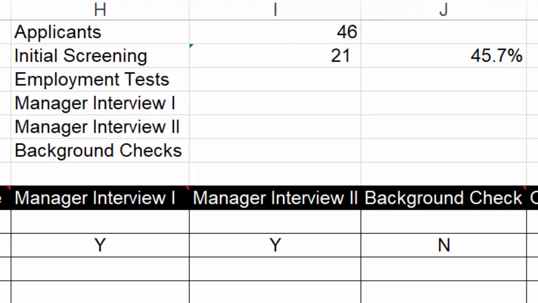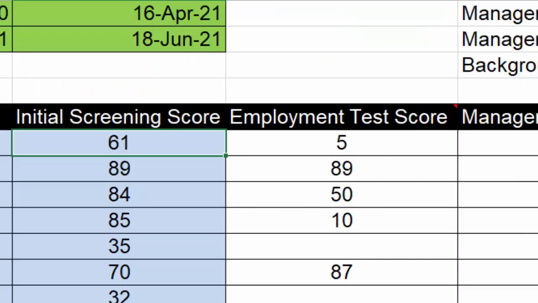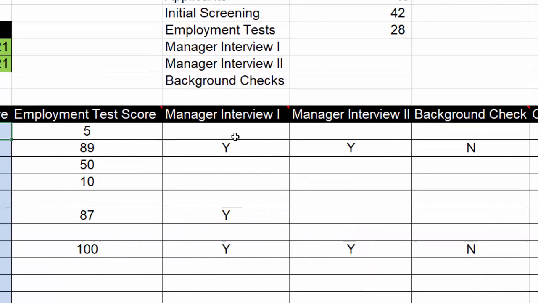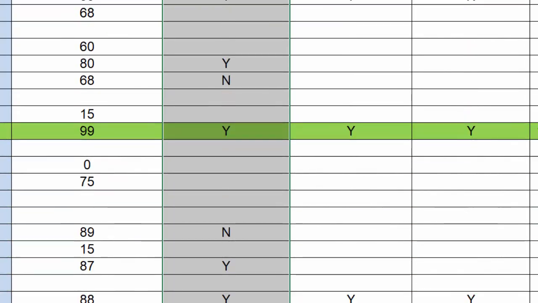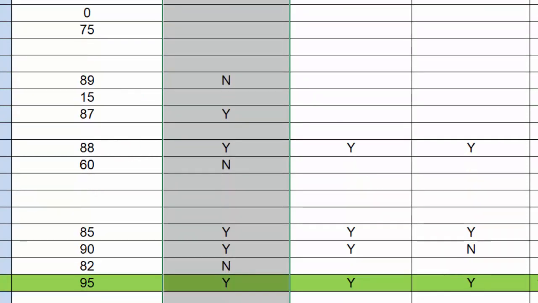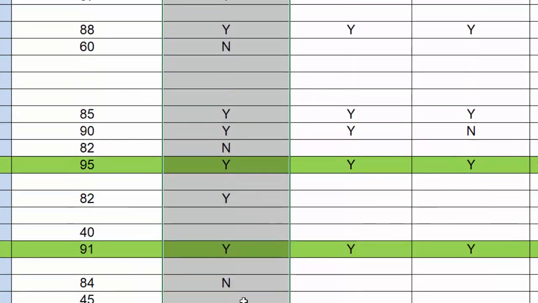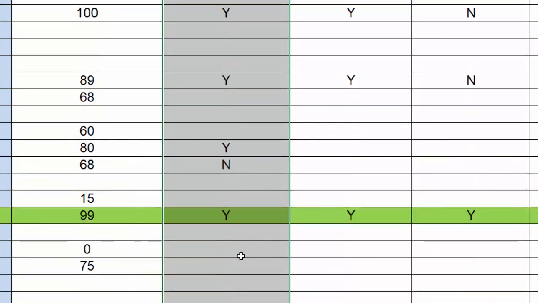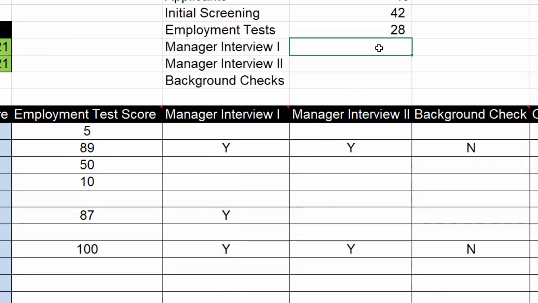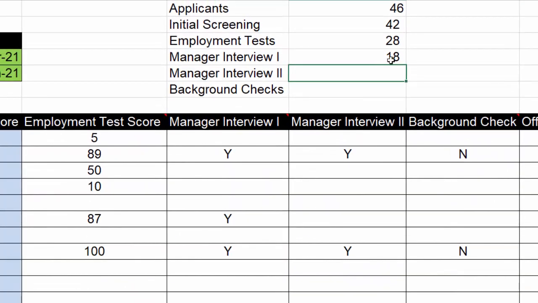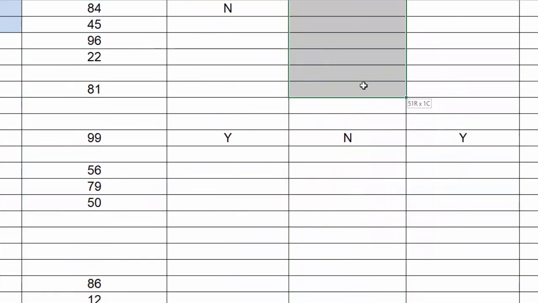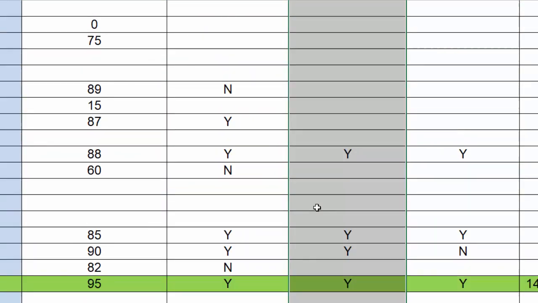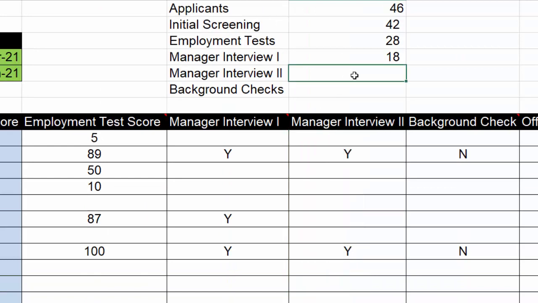The employment test scores, right? I'm just including all of them. Now, how many people made it through manager interview? So remember, how many people did we give the interview to? We're going to include the people that even failed, right? So that would be 18 people. 18 people out of 46 made it there. How many had manager interview two? Okay, there we go. We have 9. So 9 people made it through this stage.